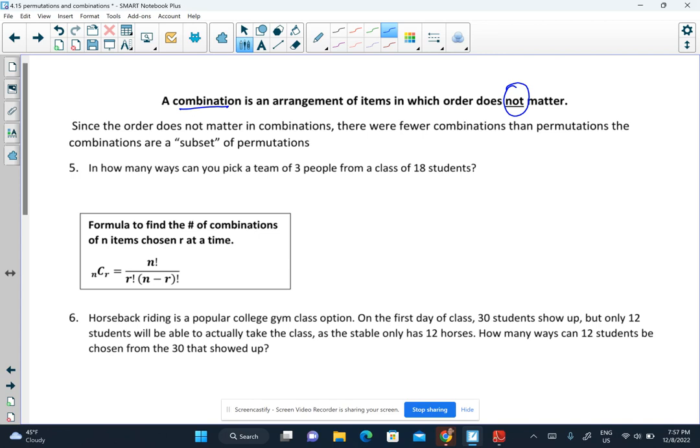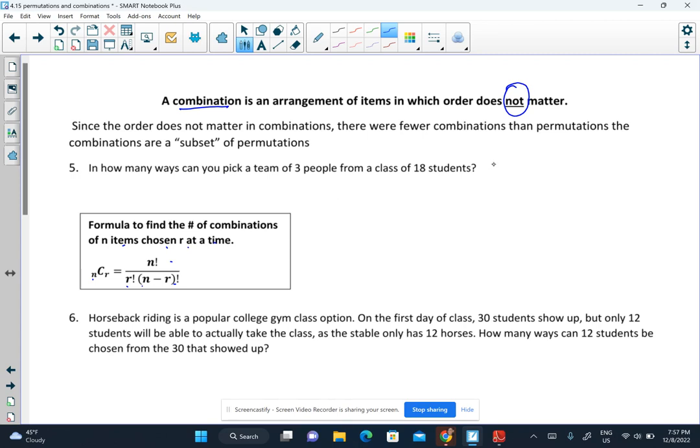So there actually is a combination formula. The formula states that from n items, we're choosing r at a time, and it's equal to n factorial over r factorial times n minus r factorial. For this example, we're going to do it by hand, and then I'm going to show you how to do it in the calculator.